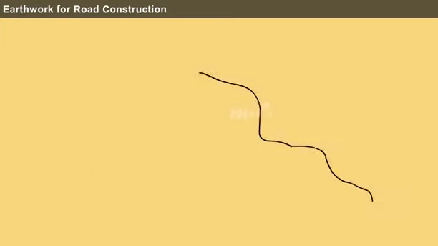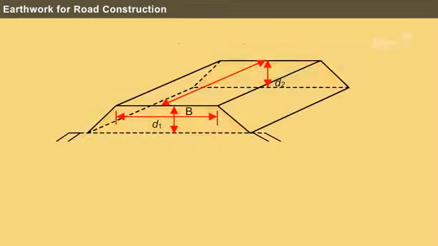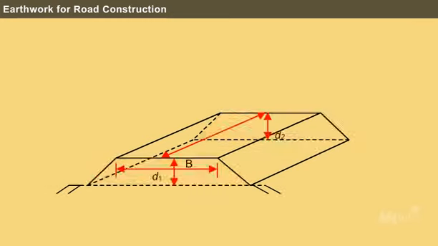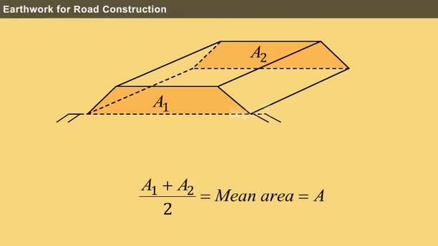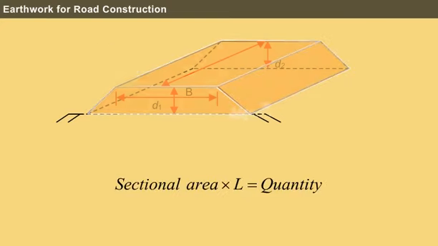In the longitudinal slope of the ground, the height of the bank or the depth of the cutting is unequal at both the ends of the section. The depth of the two sides, that is D1 and D2, is added and divided by 2 to get the mean height. Using these values, the cross-sectional area of the trapezium is calculated. The cross-sectional area is also calculated separately at varying depths, and the mean sectional area is computed at last. This sectional area is multiplied with the length to get the quantity.